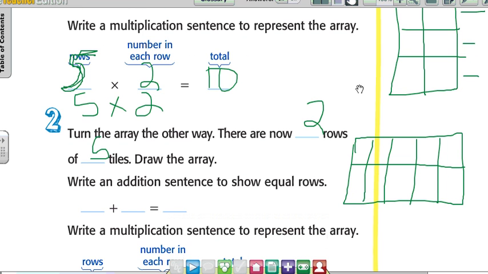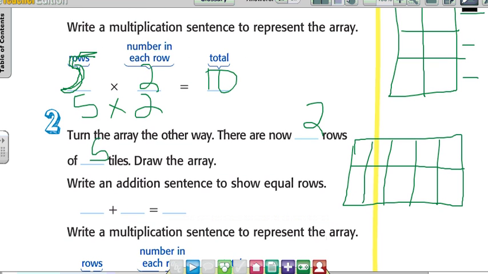Okay. So I have 1 row here and 1 row here. So how many in the first row? How many in the first row? 5. How many in the second row? 5.